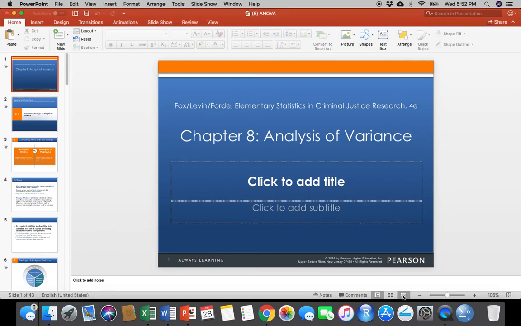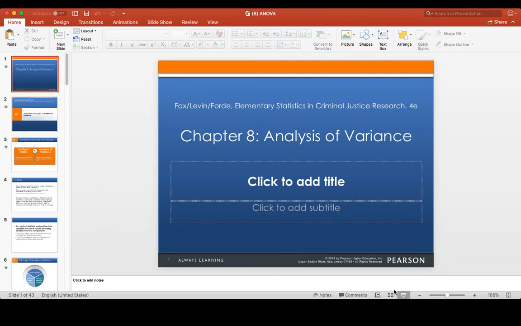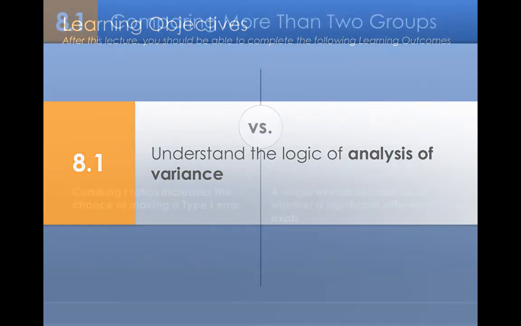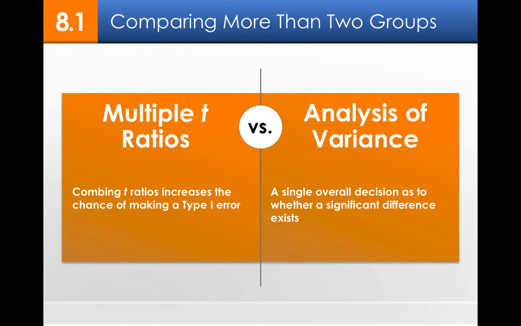All right, guys, we're going to talk about analysis of variance, which is also called ANOVA for short. What we've been looking at before are z-scores and t-scores. When we want to compare the means of different groups, we don't want to make multiple t-ratios, because that increases the odds of making an error. So instead we do an ANOVA, an analysis of variance. That's one overall decision as to whether or not there's a significant difference.